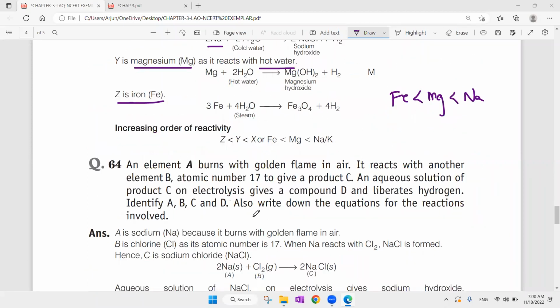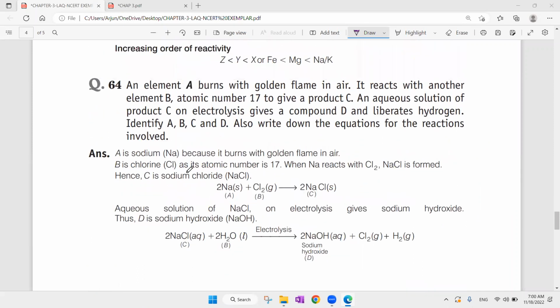An element A, we don't know what that A is, burns with golden flame in air. It reacts with another element B, atomic number 17, to give product C. Atomic number 17, that is chlorine. So that A reacts with chlorine to form C. An aqueous solution of this product C on electrolysis gives compound D and liberates hydrogen.